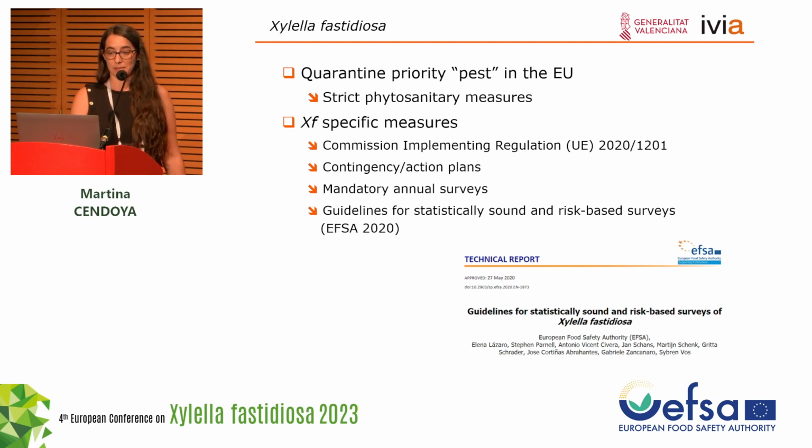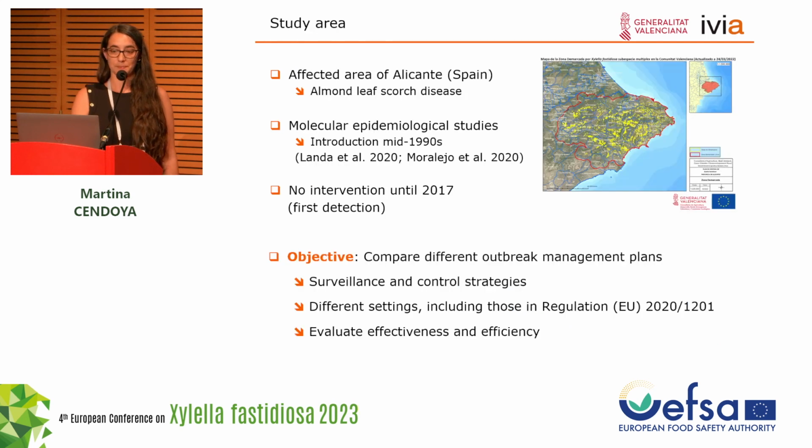These surveys must be done following the EFSA guidelines for statistically sound and risk-based surveys. We have focused on the affected area of Alicante, where Xylella is the cause of almond leaf scorch disease. Although molecular epidemiological studies suggest the first introduction in the mid-2000s, the first detection was in 2017. Therefore, until this date, no interventions have been applied in this region.